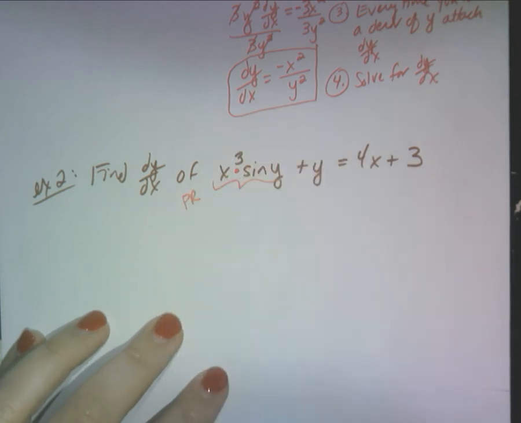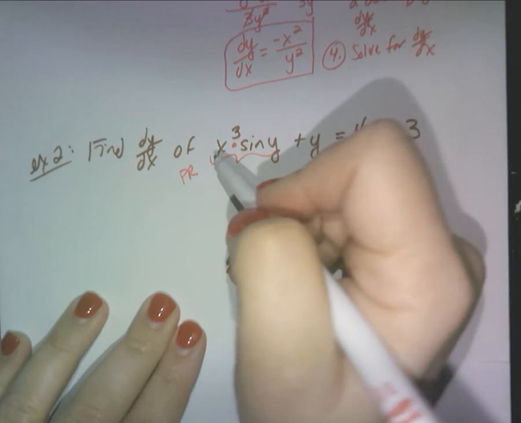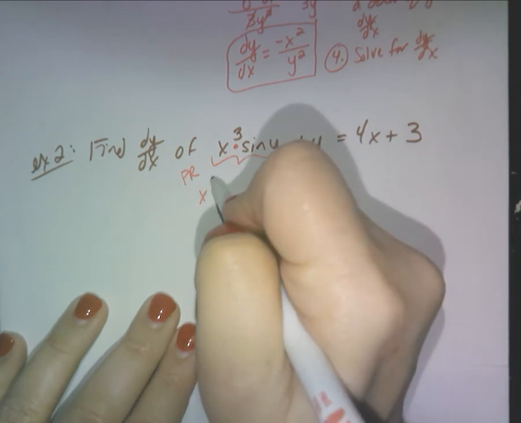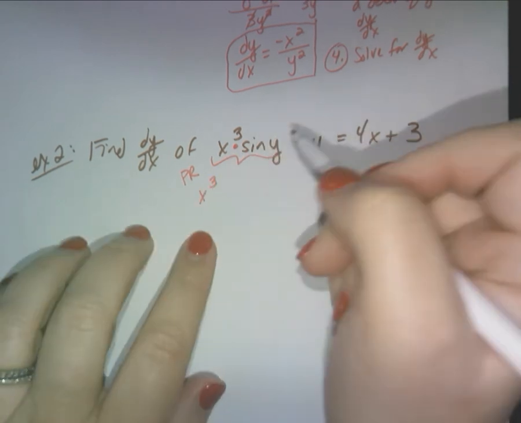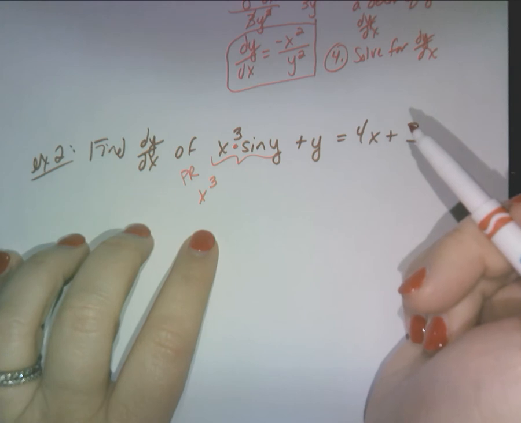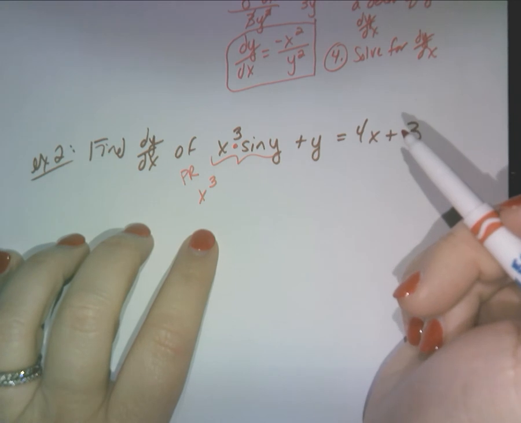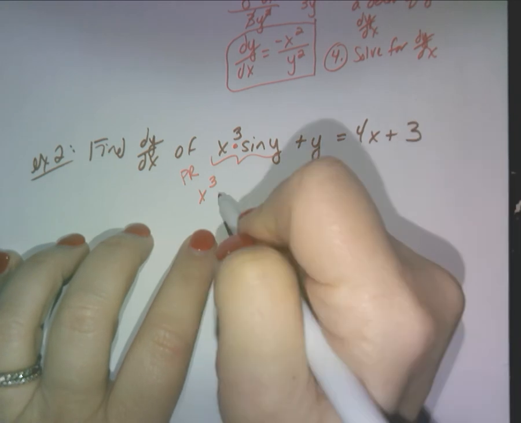Okay, we can do that. We got this, product rule. First, times, what's the derivative of sine y? You remember what it is? So it's cos y? Cosine y.